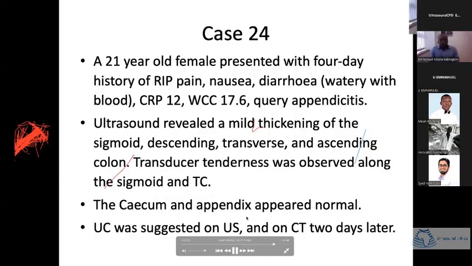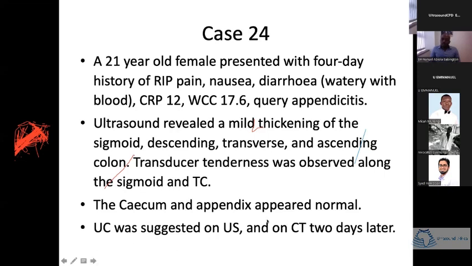So on ultrasound, we found a mild thickening of the sigmoid colon, descending colon, transverse colon, and ascending colon. There was transverse tenderness observed along the sigmoid and the transverse colon. The cecum and appendix appeared normal, and colitis was suggested on ultrasound.